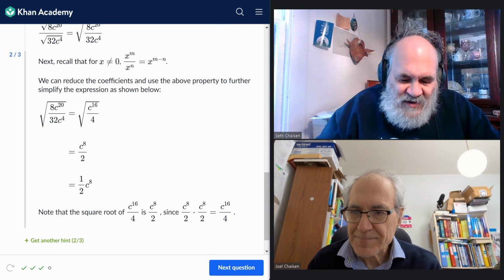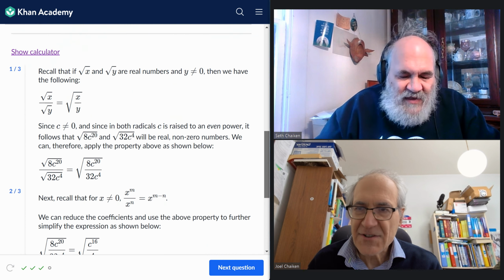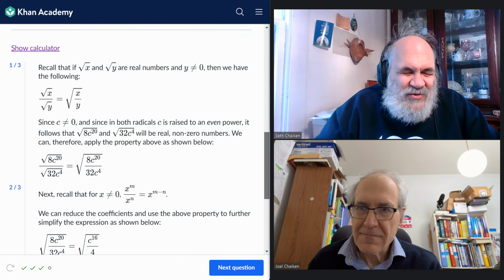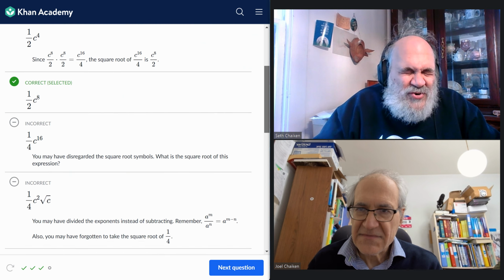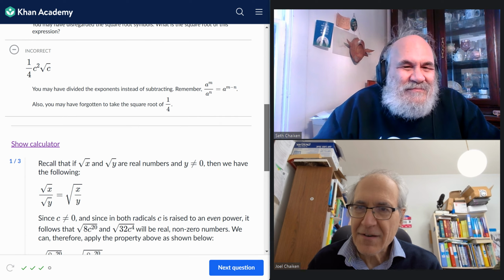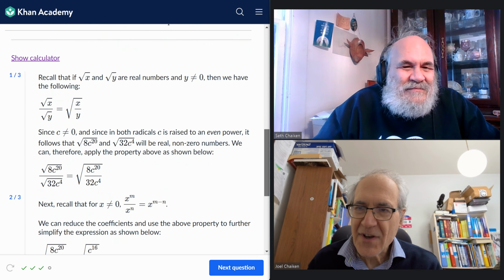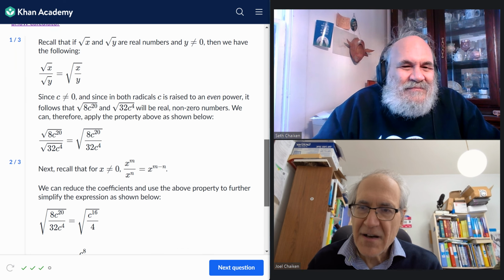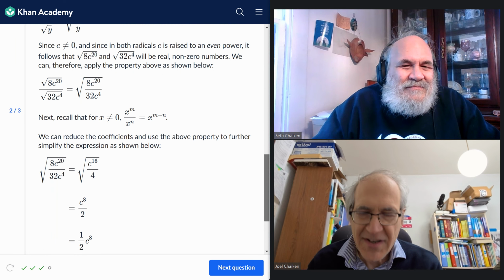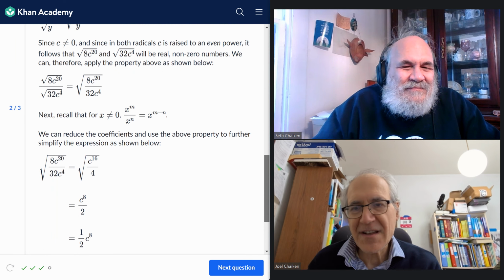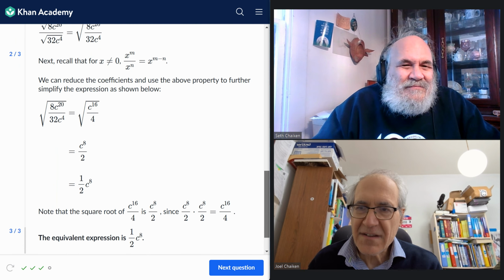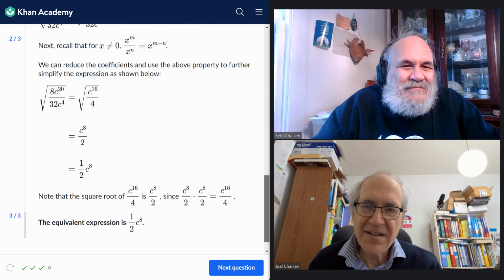They indicate possible mistakes that lead to each of the wrong choices. But we don't normally go over that. So let's just look at how they do it. They do the same exponent rule, and then they bring in an exponent rule, x to the m divided by x to the n. They take the difference of the two exponents. That's good. Then they take the square root of c to the 16th, and then they get the answer.